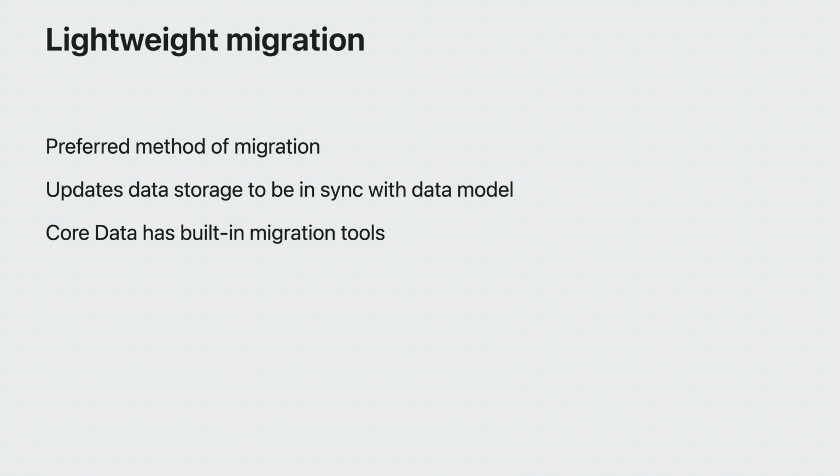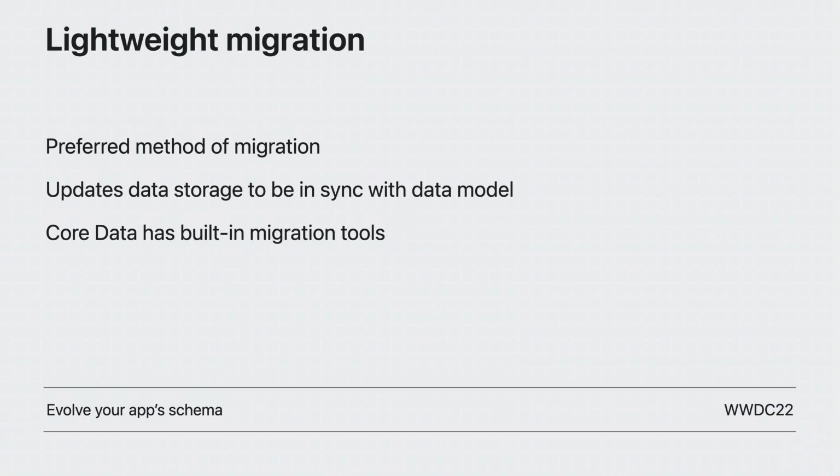Core Data has a built-in migration toolset to help keep an app's data storage up to date with the current data model. Collectively, these tools are referred to as lightweight migration. To learn more about lightweight migration, watch Evolve Your App Schema from WWDC 2022. Sometimes, the combined changes to a data model exceed the capabilities of lightweight migration. The solution to this problem is a staged migration.